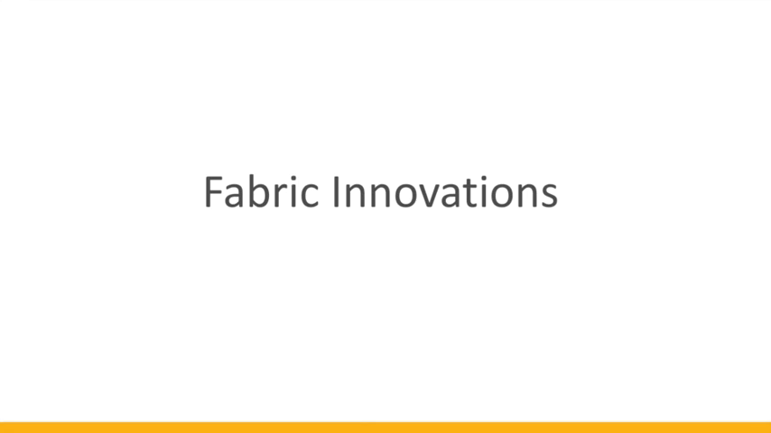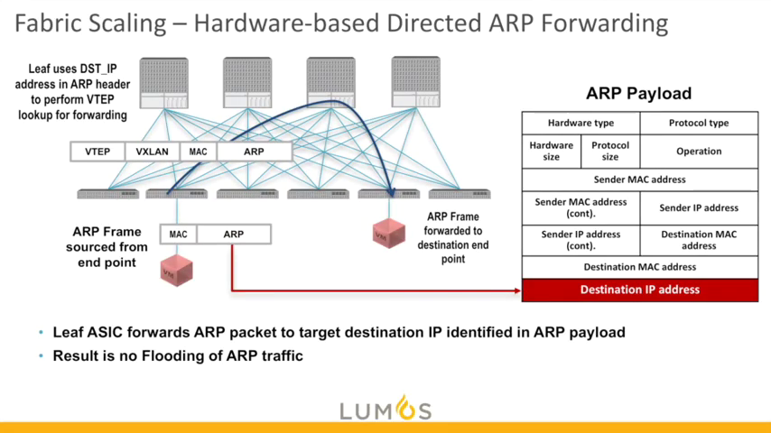So there's a couple fabric innovations that we do in ACI. These are things that Cisco has done to enhance the forwarding capability of the ACI fabric to make things a little bit more efficient. For example, we do hardware-based directed ARP forwarding. So this is kind of like unicast ARP or directed multicast or directed broadcast.